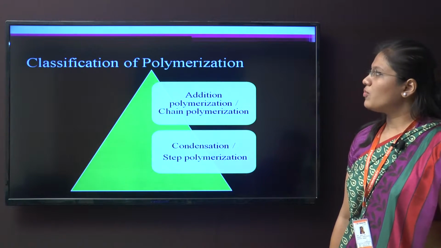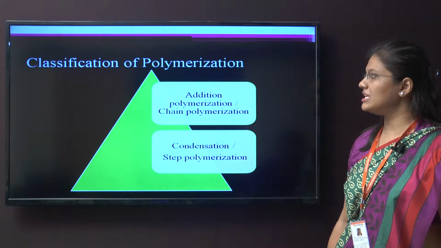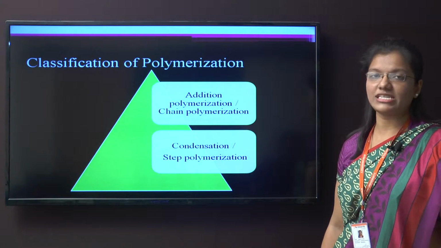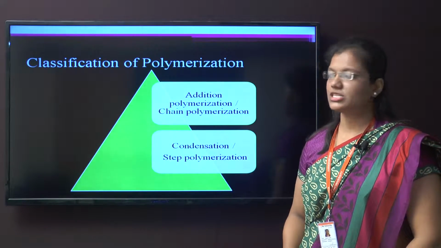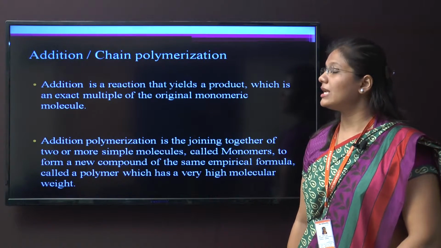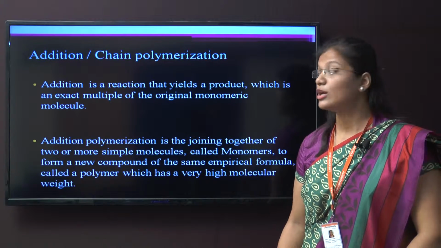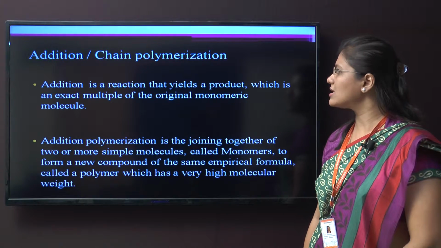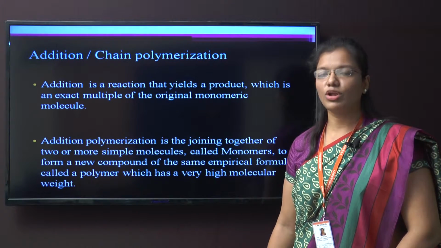Now, classification of polymerization. Polymerization can be divided into two parts. The first one is addition polymerization or chain polymerization, and the second one is condensation or step polymerization. From that, the first one is addition or chain polymerization. Basically, addition is a reaction in which we are going to add something. So addition is a reaction that yields a product which is an exact multiple of the original monomeric molecule.